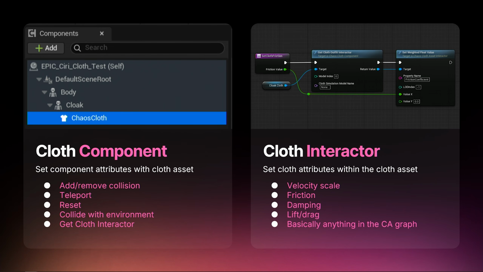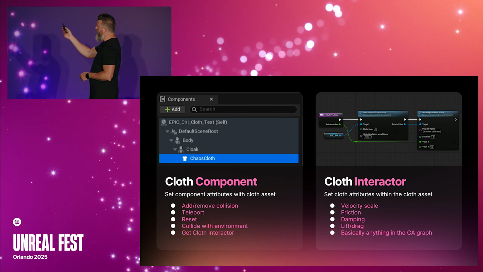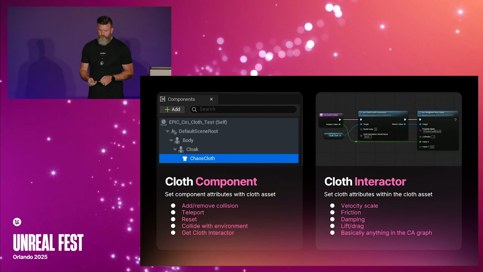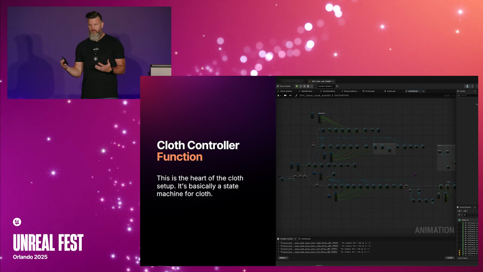And to get the interactor, you start with the component. It's derived from the component itself, and then you can set, like up here, there I have an example of setting friction. So the cloth interactor is really important to have. That's the thing that we set it.